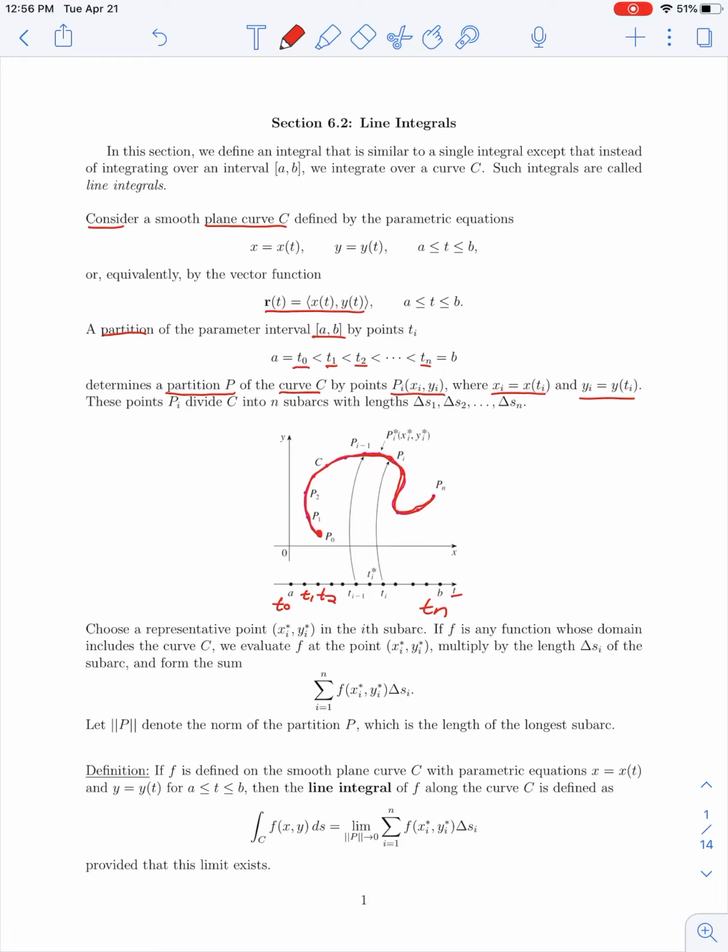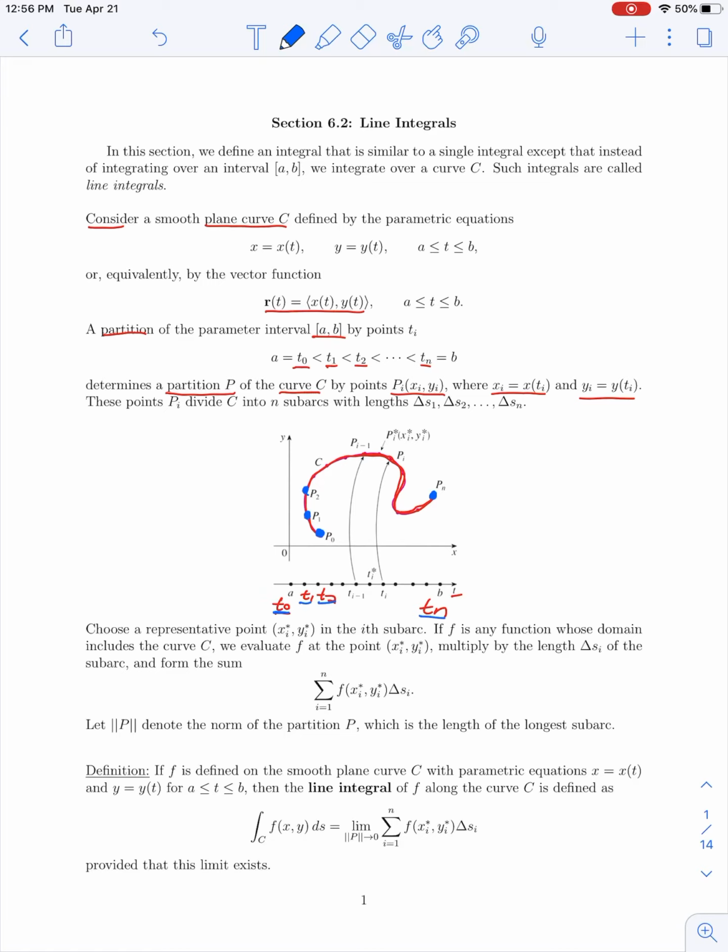So for each of these t values that we had in our partition of the t interval, we can define some point along our curve for that corresponding t value. So this first point that corresponds to what we get when we plug in t0, we would call p0. When we plug in t1 for our parametric equations, we get a point p1. When we plug in t2, we get a point p2, and so on up through our last parameter value, t sub n, gives us a point p sub n, which would be the endpoint of our curve.